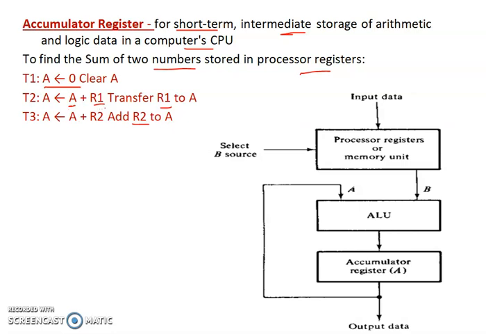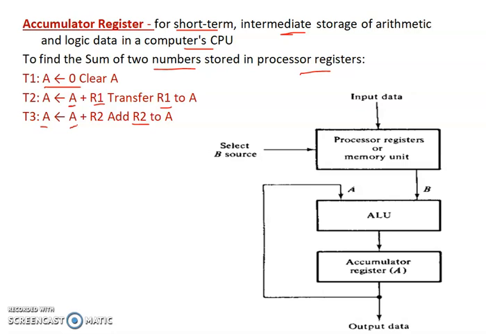Okay, so the content of R1 is moved to A by performing that operation. Then again, during the timing variable T3, A is replaced with A plus R2. So A currently has R1, which will be added with R2 to get the result. That is the addition of those two registers. How it can be explained with the help of the diagram, you can see.